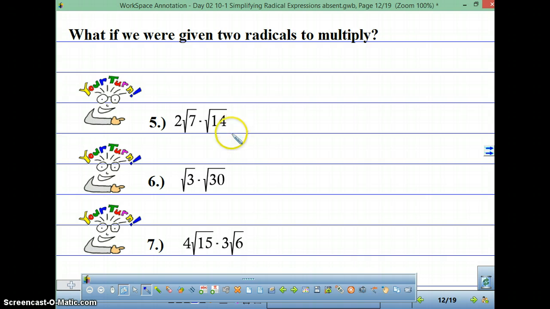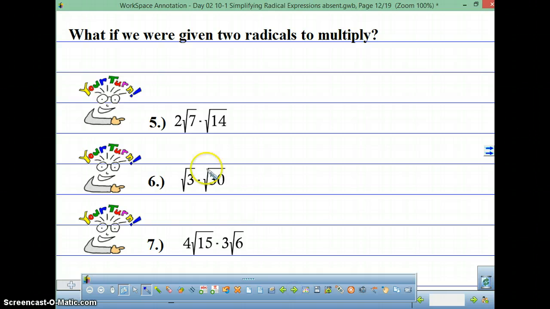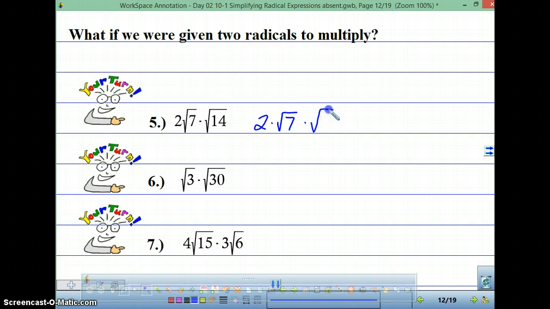Let's try a couple of these. Oh, you know what? I better show you how to do this one first. This means 2 times root 7 times root 14. I'm going to write this as primes right away. 2 times 7. So we're going to say this is the same thing as 2 times the square root of 2 times 7 times 7.